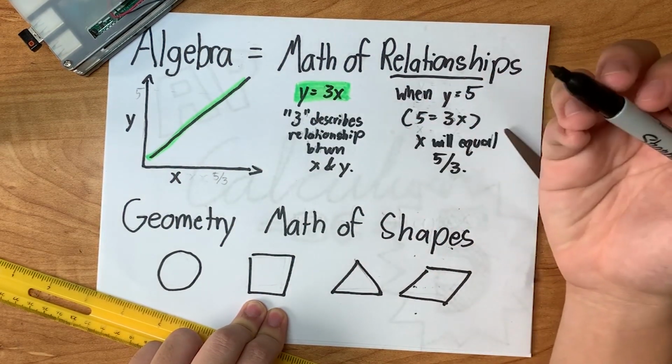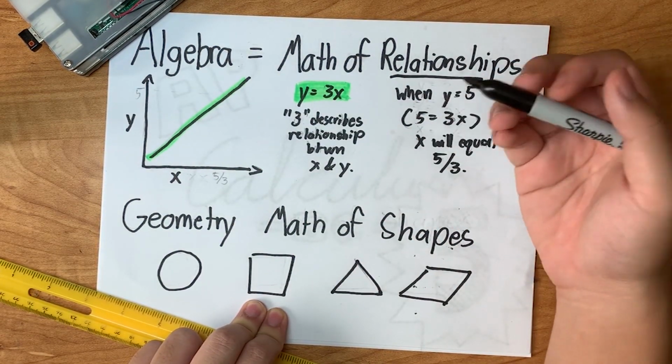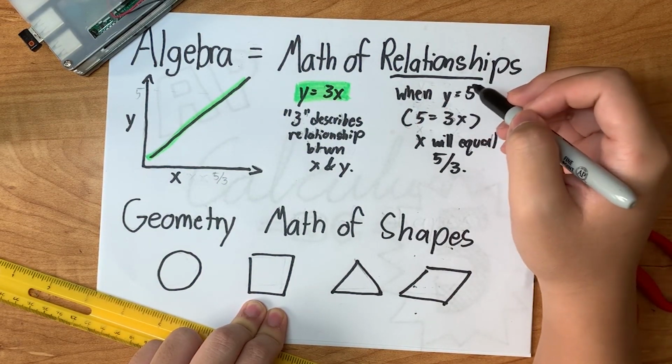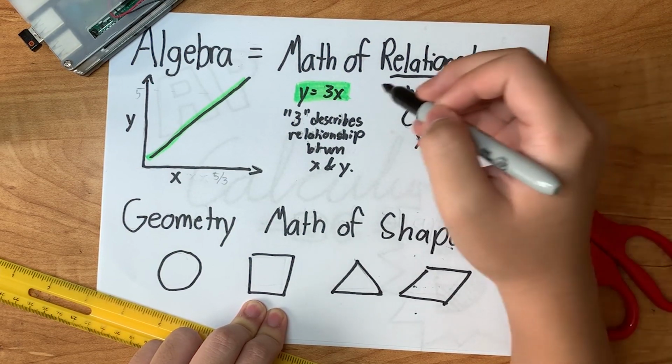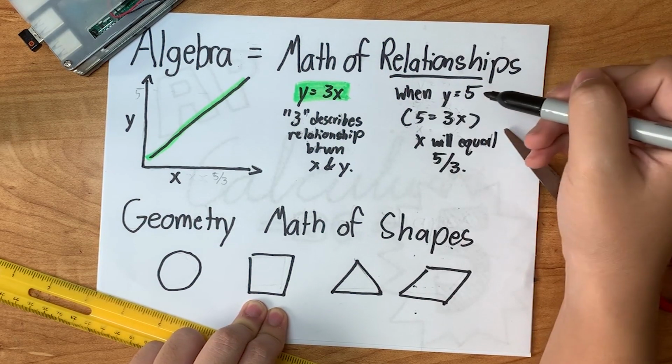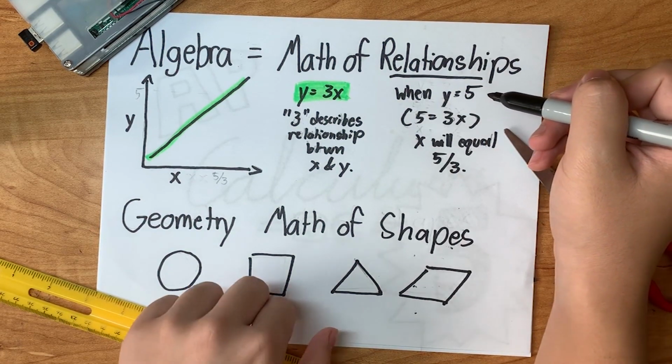We can use this relationship knowledge to find unknowns. Say we don't know what x is, but we do know what y is. We can plug our known y into the linear relationship to predict what x will be at a certain point, this point being y equals 5.